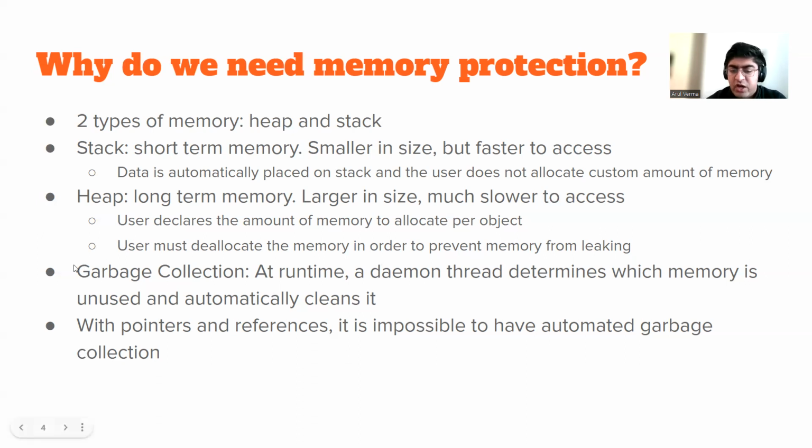So if you're familiar with Java, you'll realize that you've never actually had to deal with freeing your memory. And that's because Java has something called garbage collection. What this is, essentially, at runtime, while the code is running, a daemon thread, which just means an automatically run thread, determines which memory is unused and automatically deletes it. And how it does this is it just goes in and sees the last time that memory is accessed. And if it hasn't been accessed in around 2 or 3 cycles, it just automatically deletes the data.